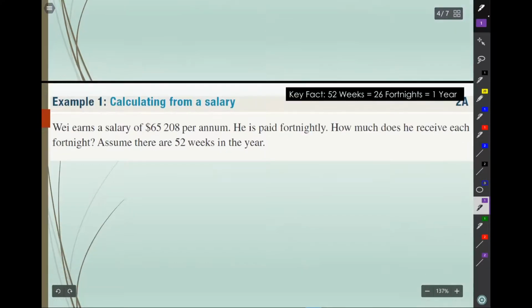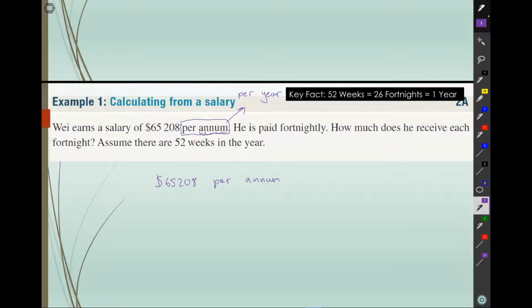Right, let's do some calculations. So we have a salary here of $65,000 per annum. Now, if you've not seen this phrase before, per annum, what it means is per year. This word here, annum, sounds kind of like annual. It means a year, basically.